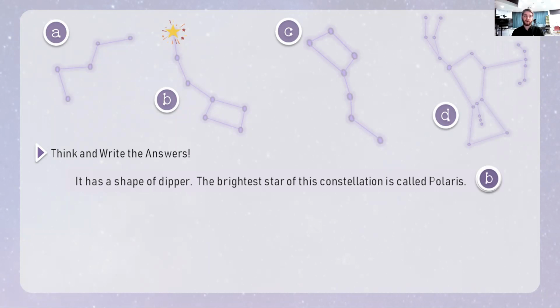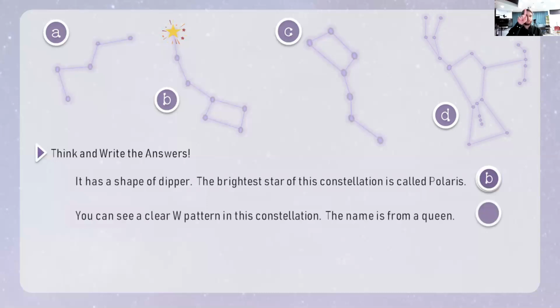That is Ursa Minor. You can see a clear W pattern in this constellation. The name is from a queen. Which letter is this? It's letter A, of course. We can see that W, or this way it kind of looks like an M, actually. And do you remember the name is Cassiopeia?